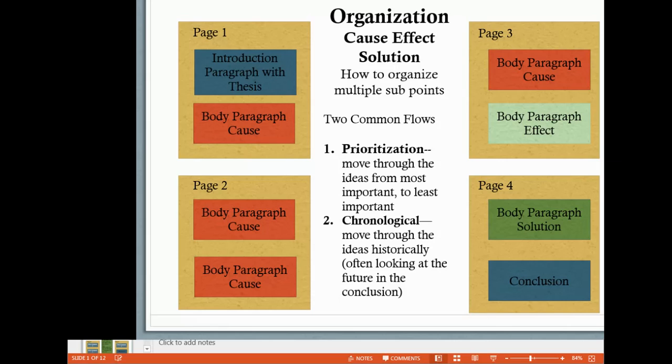Another way you can do it is you can go chronological, where you move through the ideas historically, which is nice because then you can look at the future when you get to your conclusion.